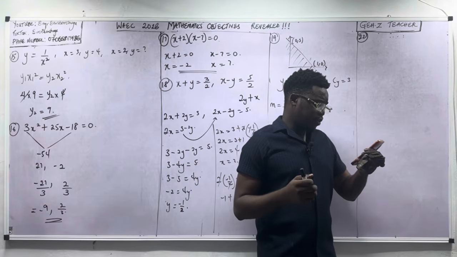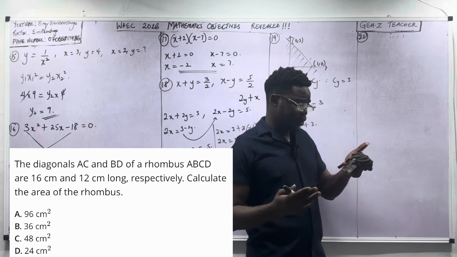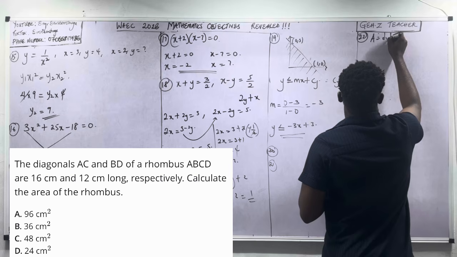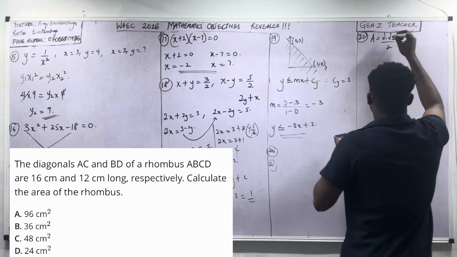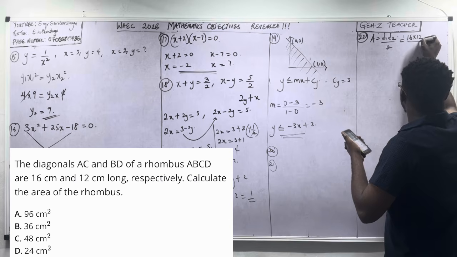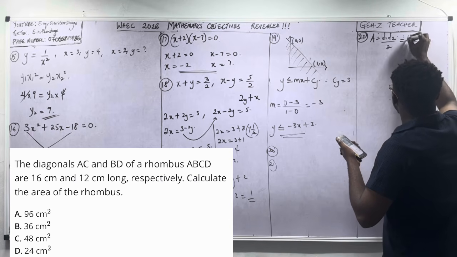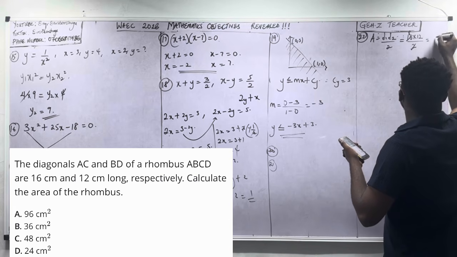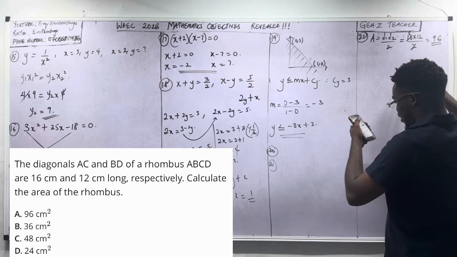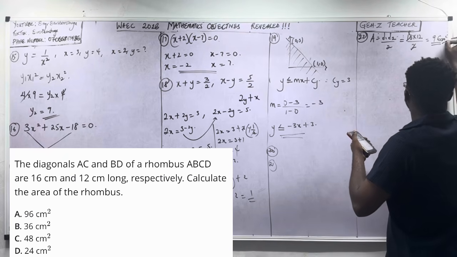The diagonals of a rhombus are given as 16 and 12. Find the area. Quickly, the area of a rhombus is d1 d2 over 2. d1 and d2 are the diagonals. So we have 16 times 12 over 2. So 2 here gives you 8. 8 times 12, that's 96. So the answer should be 96 centimeters squared, option A.